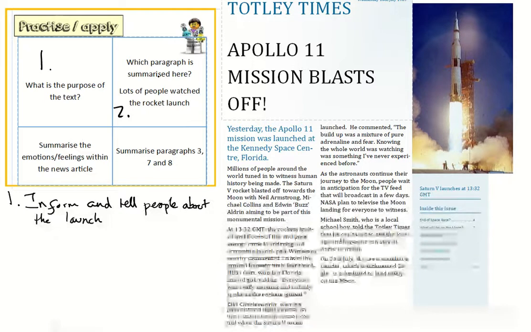Giving them information. Number 2, I'm going to number 2 here. Which paragraph is summarised here? So here's my summary. Lots of people watched the rocket launch. That's the summary of the paragraph. So, well, it's going to be this one, isn't it? So millions of people tuned in around the world. The Saturn rocket blasted off, part of a monumental mission. So that's lots of people watched the rocket launch.